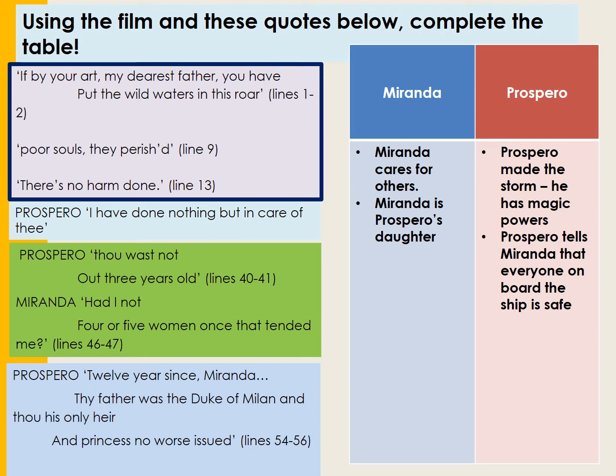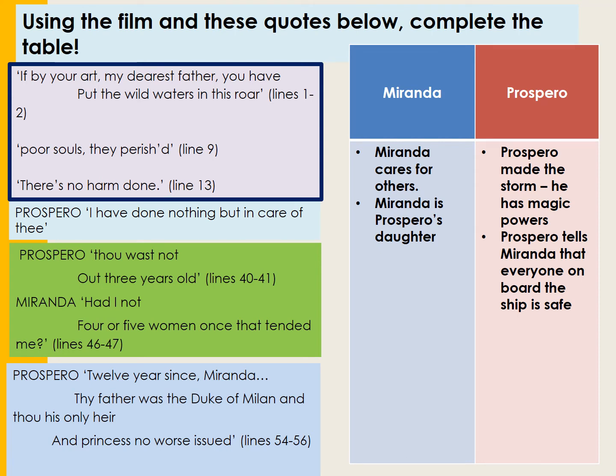In the green box we've got, "Thou wast not out three years old." And Miranda says, "Had I not four or five women that once tended to me?" Think about that and what we learn about these characters from that comment. What kind of world have they left behind? How would Miranda be living if she had four or five women looking after her? What does that mean about the life they used to have?